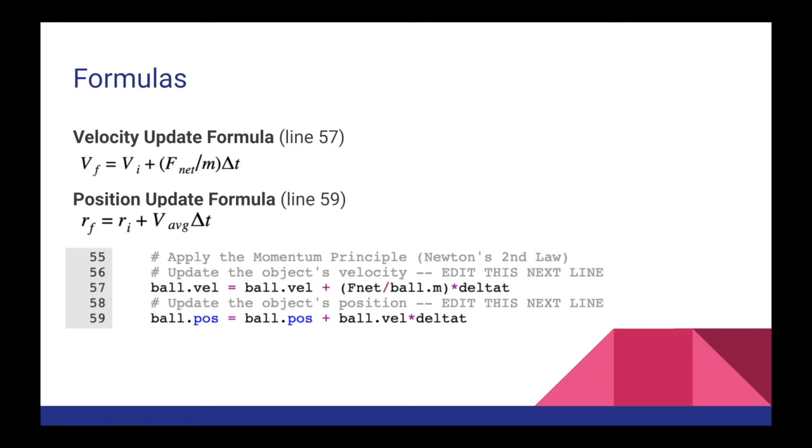There are two formulas that we need in order to correctly predict and understand the motion of the baseball. The first is the velocity update formula. Final velocity is equal to the initial velocity added to the quotient of the net force and mass of the object multiplied by the change in time. This formula is shown on line 57 using GlowScript. The position update formula, our second formula, is understood to be the final position equaling the initial position plus the product of the average velocity and the change in time. This is shown on line 59 in the GlowScript code.